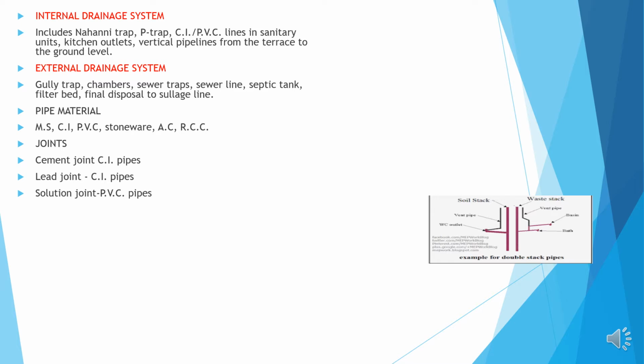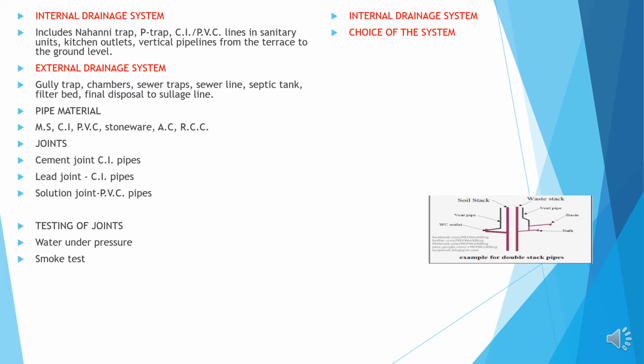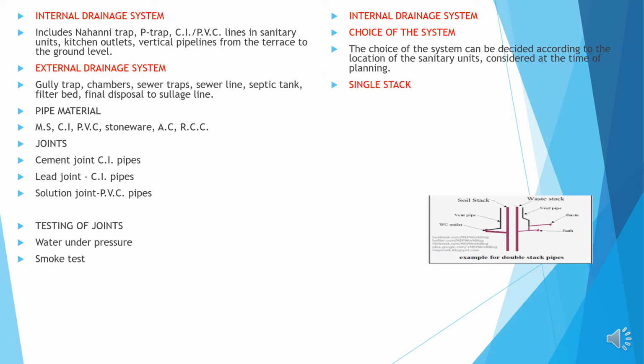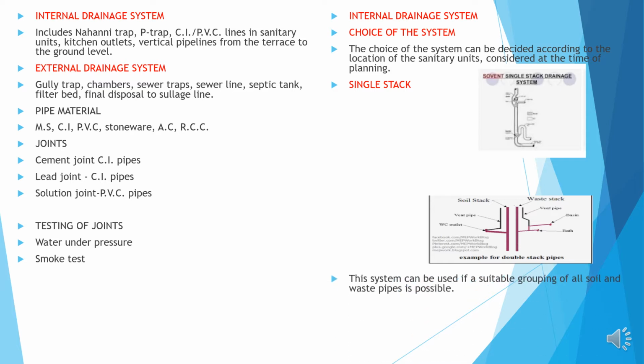Joints. The joints are filled with cement joints, lead joints and solution joints, that is the chemical joints. Testing on pipes. The various tests conducted on the pipes are water under pressure and smoke test. Internal drainage system. Choice of the system. The choice of the system can be decided according to the location of the sanitary unit, considered at the time of planning. Single stack. This is the image of the single stack system, where only one pipeline is running down.